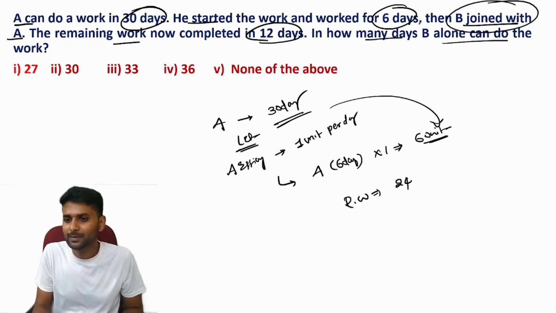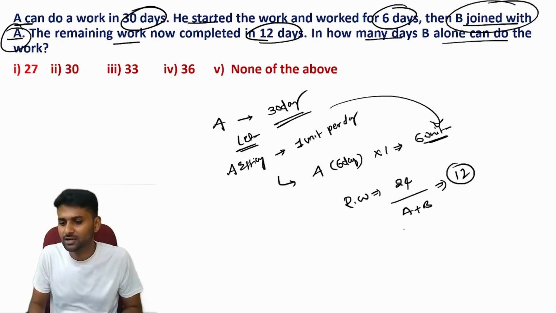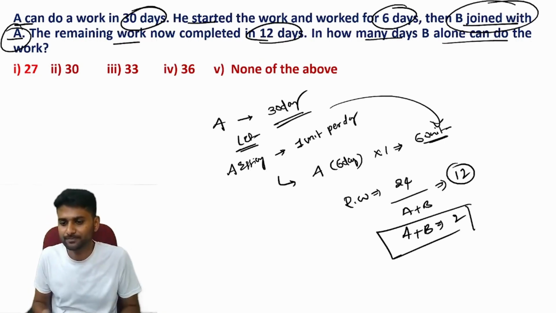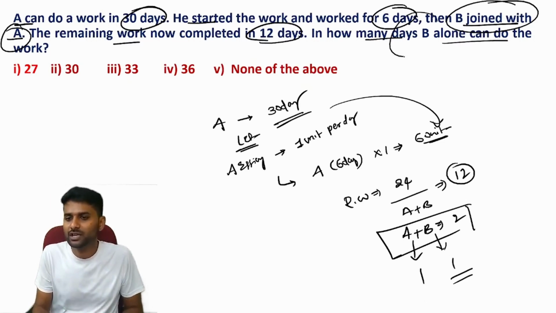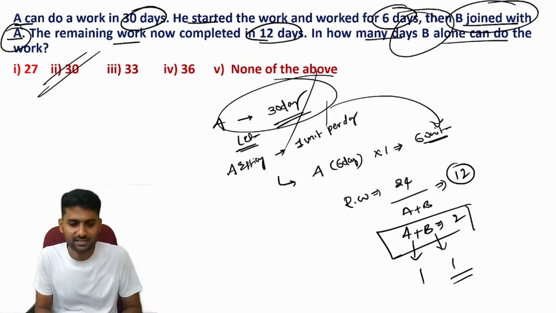They clearly mention that B joined with A. Now AB is working, and the data clearly mentions that the remaining work is completed by AB together in 12 days. It means AB's efficiency is exactly 2 units per day, so the work is completed in 12 days. You already know that A's efficiency is 1. According to this calculation, B's efficiency is also 1. In how many days can B alone complete the work? 30 units is the total work, B's efficiency is 1 unit per day, so the total work is completed in 30 days.